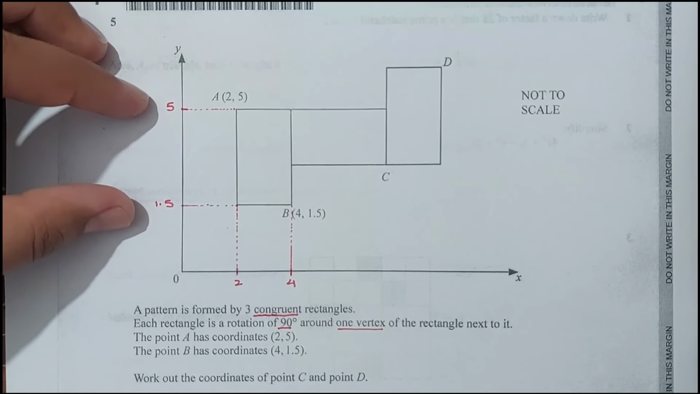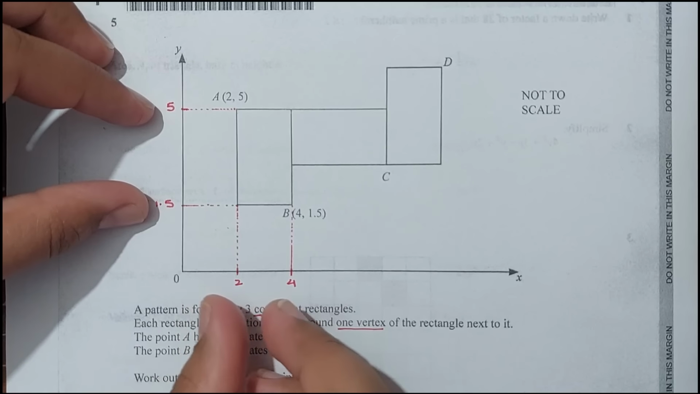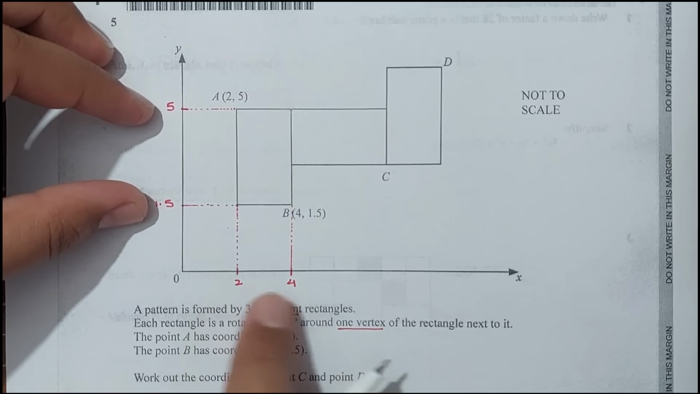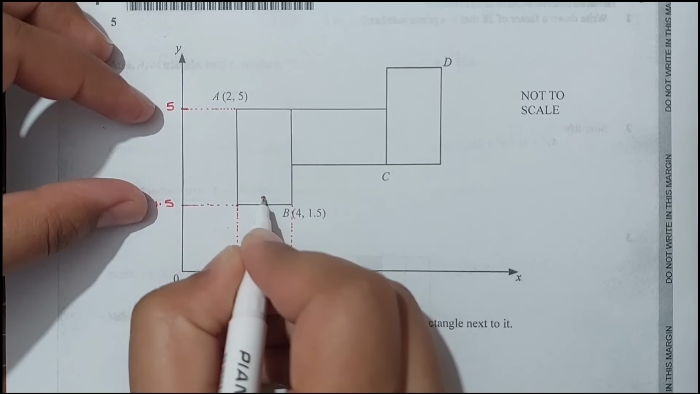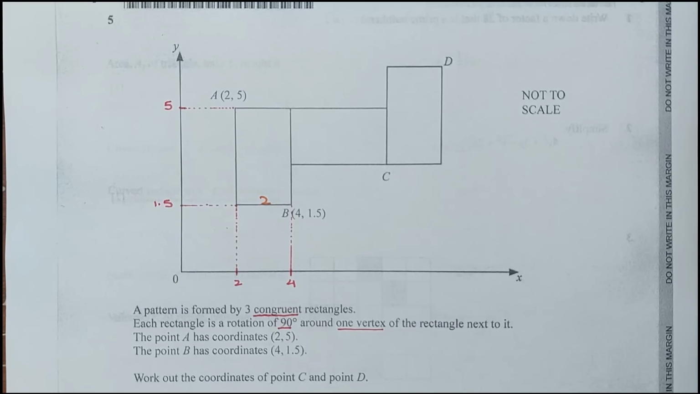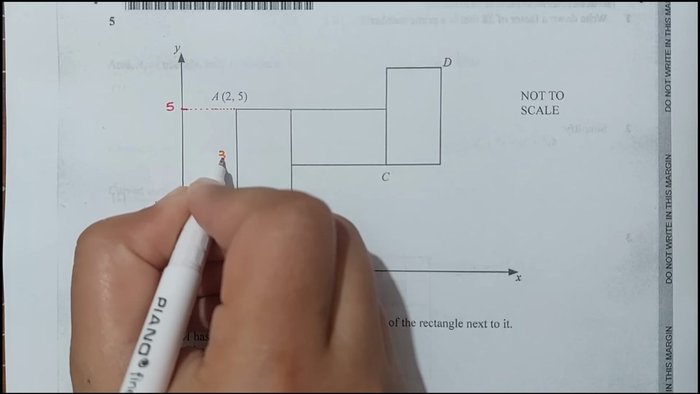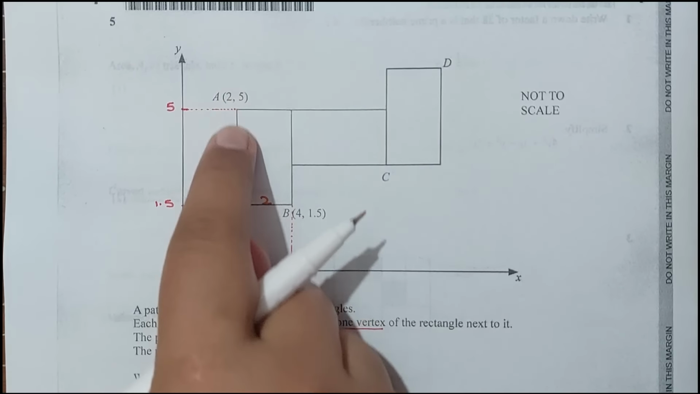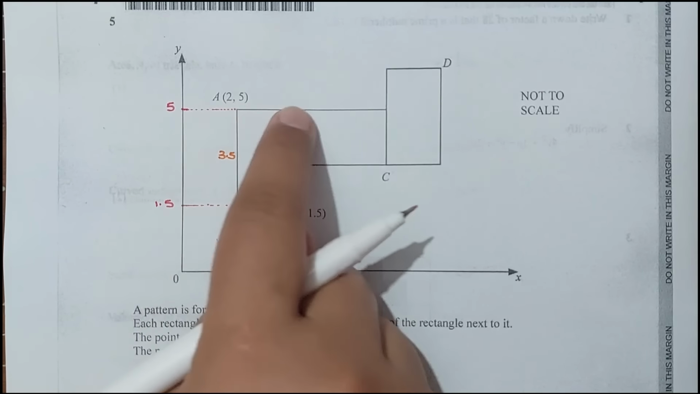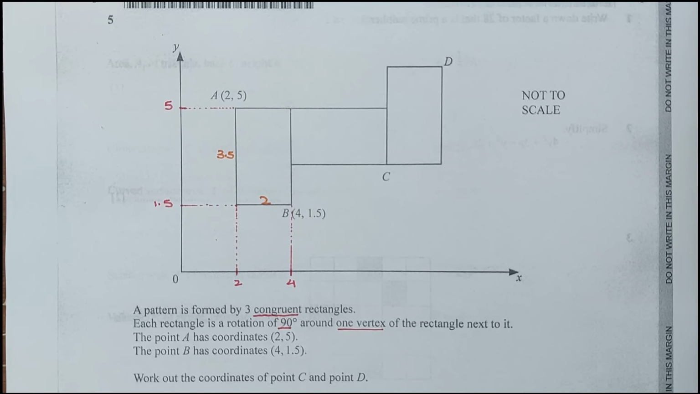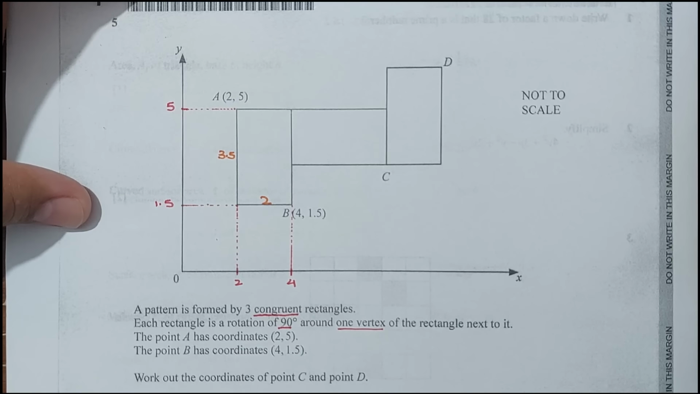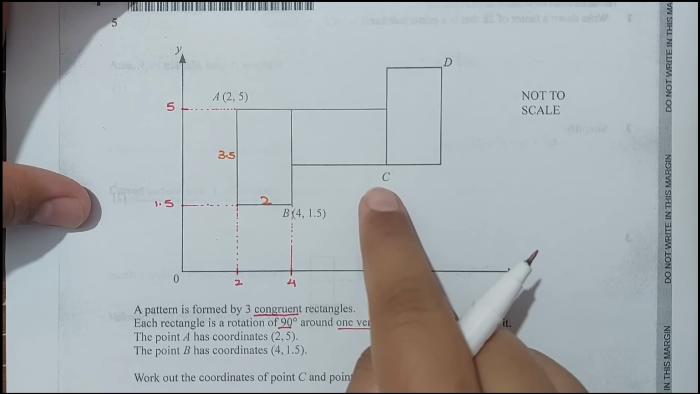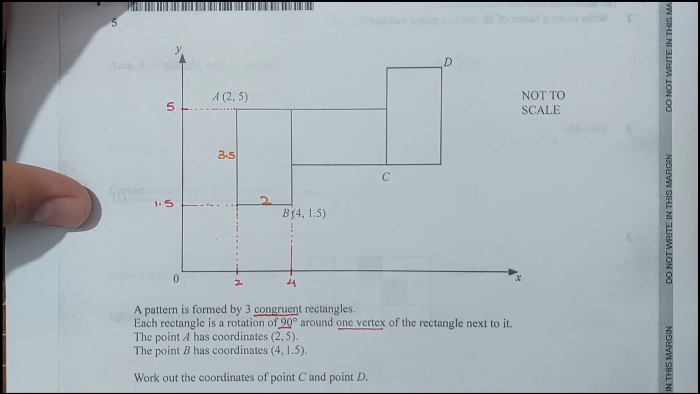Let me find out the lengths using 5 and 1.5 and 2 and 4. The difference between 2 and 4 is just 2. So this length is 2 and the difference between 5 and 1.5 is 3.5, and this is 3.5. So this 3.5, and these two are 2, right? These are basically the dimensions of the first rectangle. Now with the help of these dimensions we can easily find the coordinates of C and the coordinates of D.